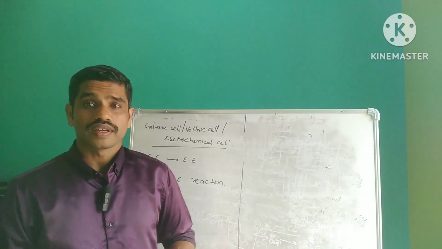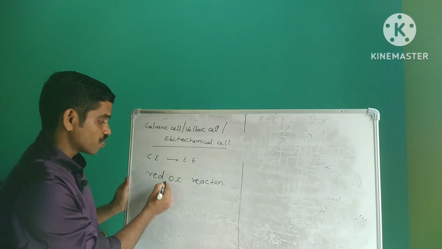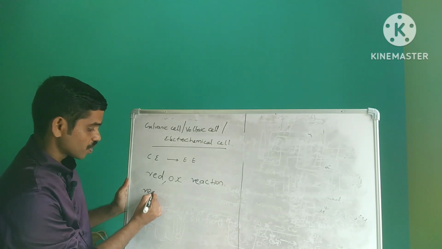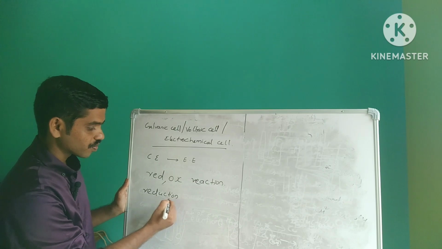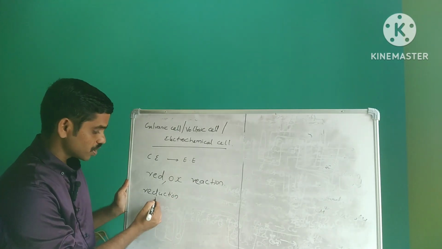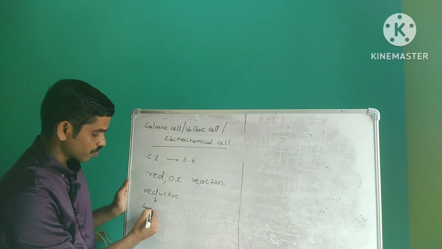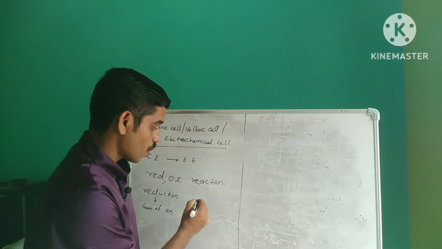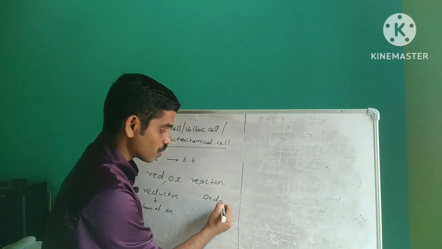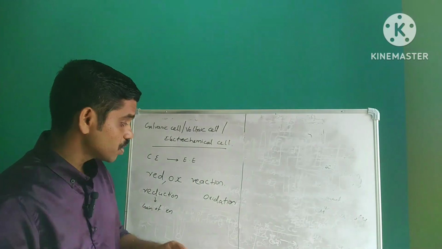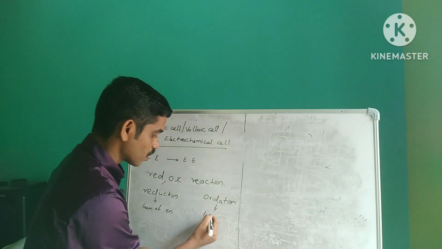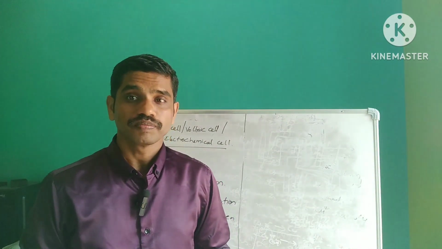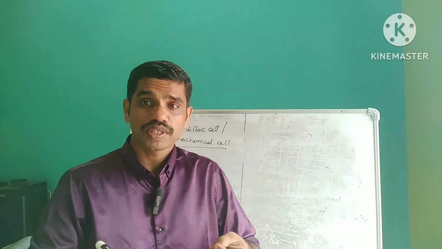So what is a redox reaction? It is a combination of reduction and oxidation. So what is reduction? Reduction means gain of electron. Gain of electron is called reduction. Then what is oxidation? Oxidation means loss of electron. Very important concept.